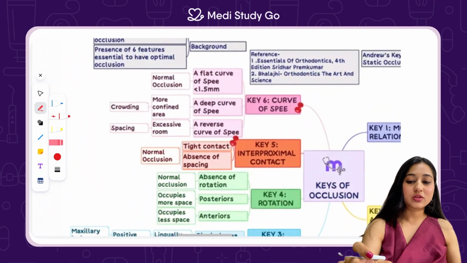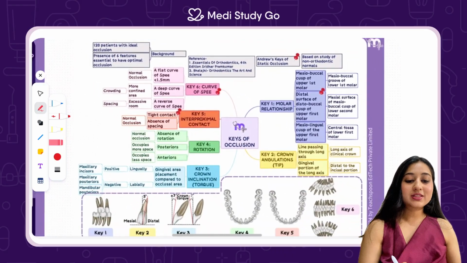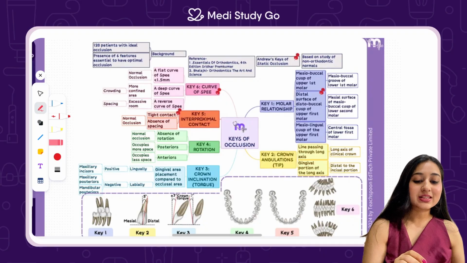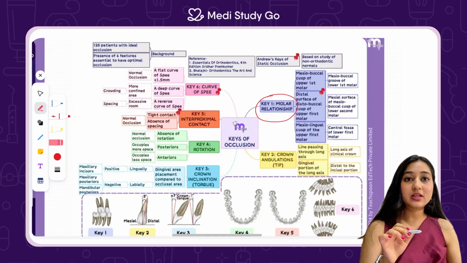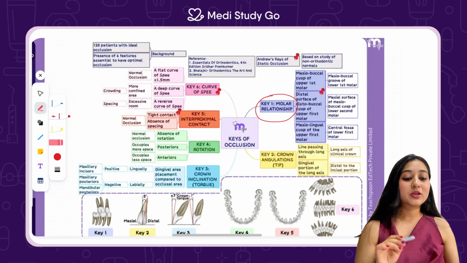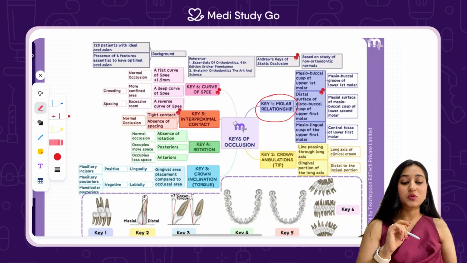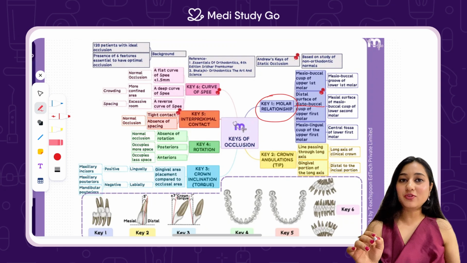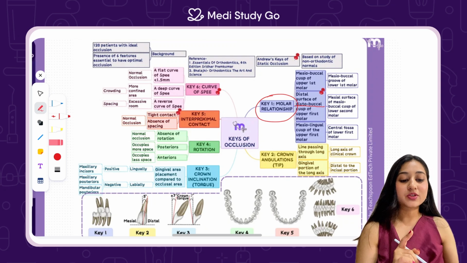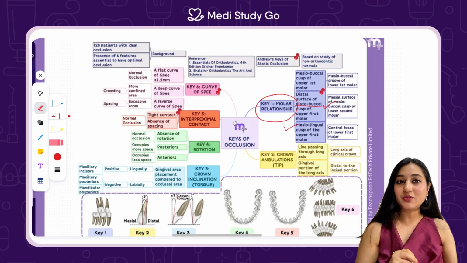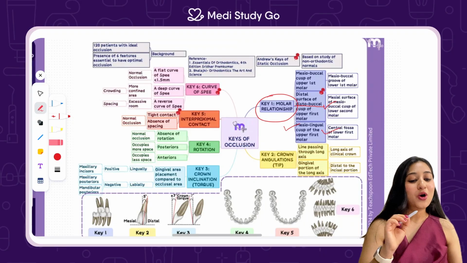So this was all about the curve of Spee, and we have covered all the 6 keys of occlusion by Andrews. So let's have a quick recap. The first is the molar relationship defined by 3 different landmarks: the mesiobuccal cusp of the upper first molar occluding with the mesiobuccal groove of the lower first molar. Second, the distal surface of the distobuccal cusp of the upper first molar occluding with the mesial surface of the mesiobuccal cusp of the lower second molar. This is the keyword, lower second molar.